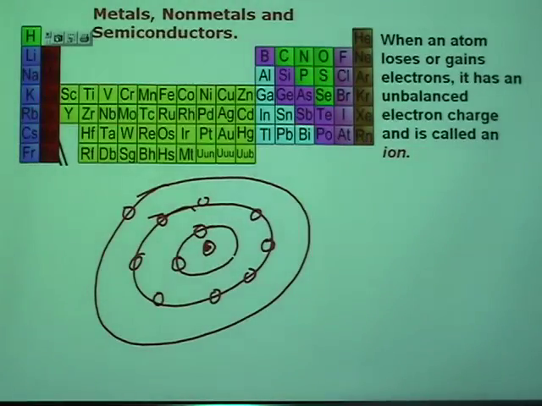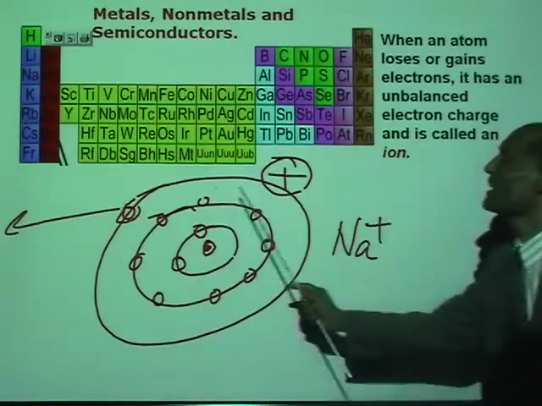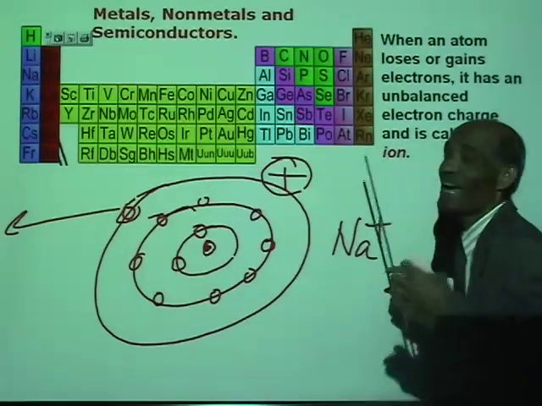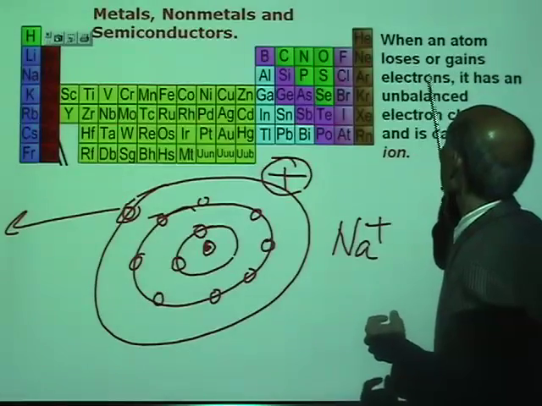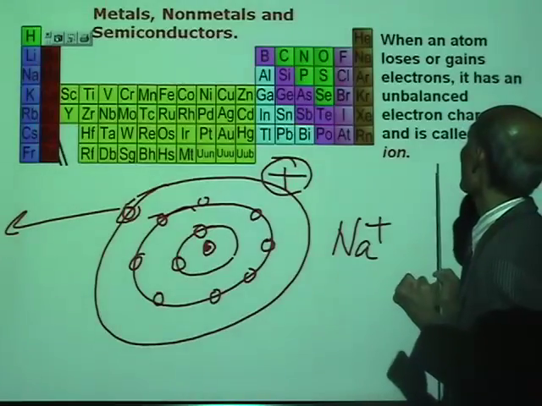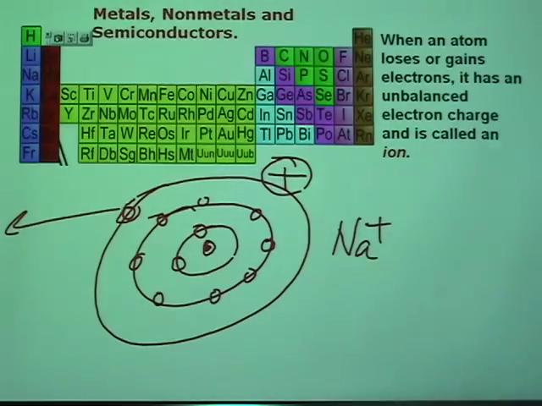So let's take that away. If this electron now goes away, this now has a net positive charge. Now we write it like this. Sodium now has a net positive charge because it lost 1 electron. It is now called a positive ion. So when an atom loses or gains electrons, it has an unbalanced electron charge and is called an ion. Okay.